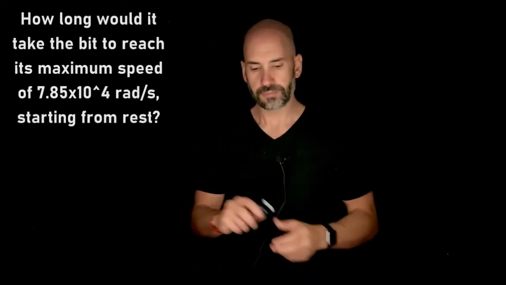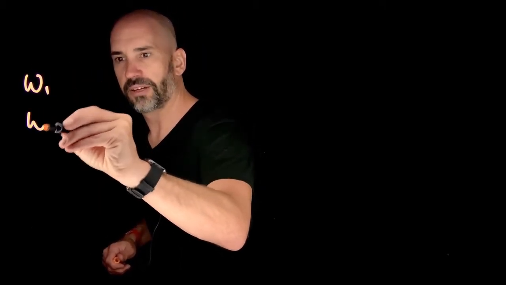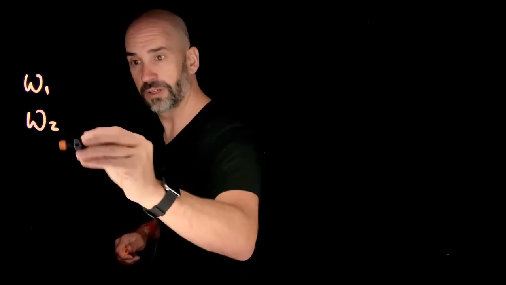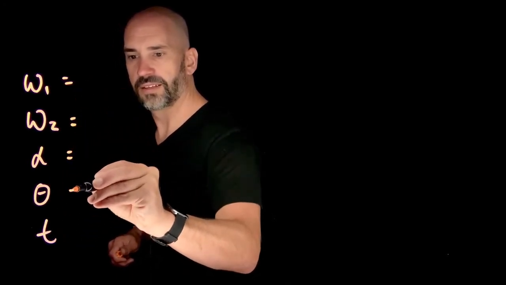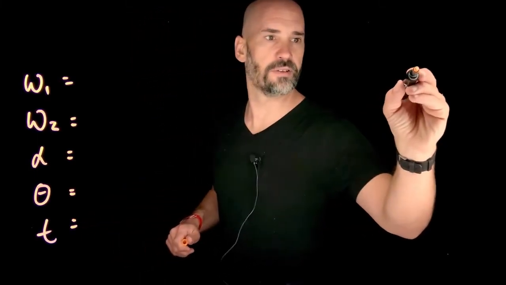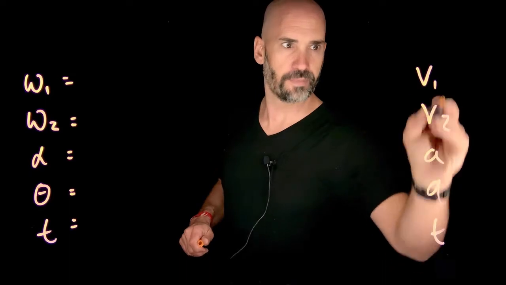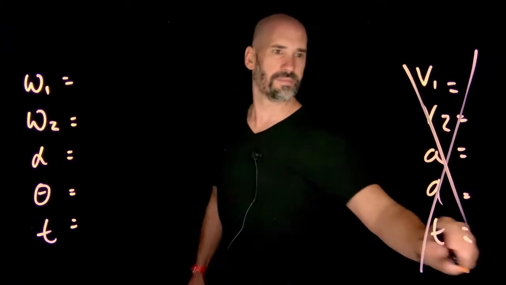Okay, well, let's dive in. We're going to do a laundry list. We start here with omega 1, then omega 2, initial angular speed, final angular speed, then alpha, then theta, then t, right? This is just totally analogous to V1, V2, A, D, and T, right? But not in this chapter, buddy.